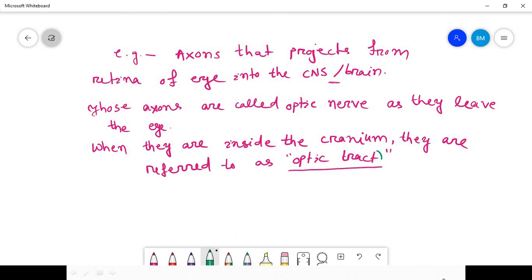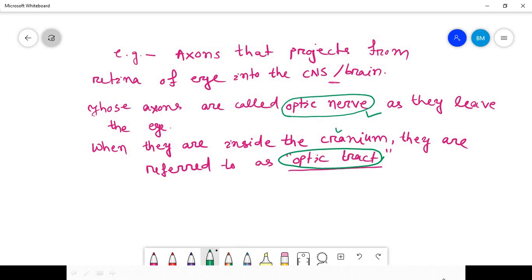And the axons are called optic nerve as they leave the eye and are present in the retina, not entering the cranium. When they are present in the brain, they are called tract, and when present in the peripheral nervous system or in the retina, they are called optic nerve. This is the example.